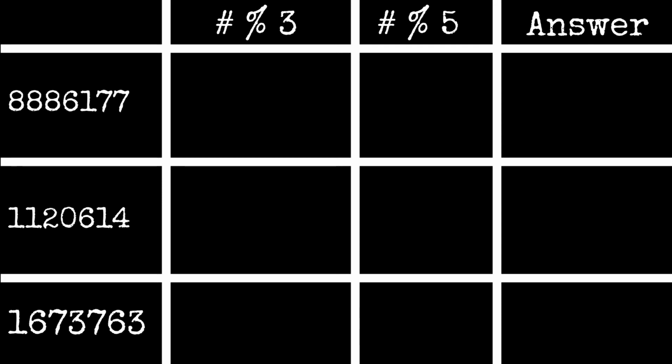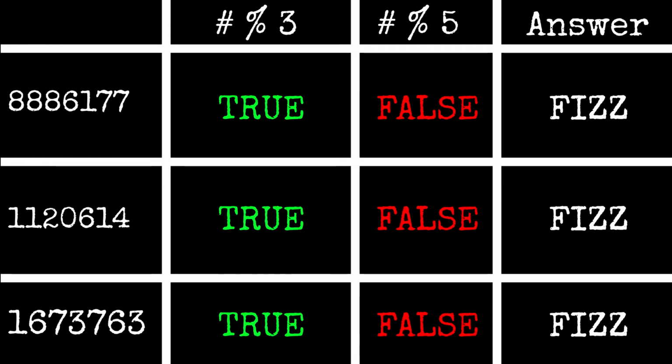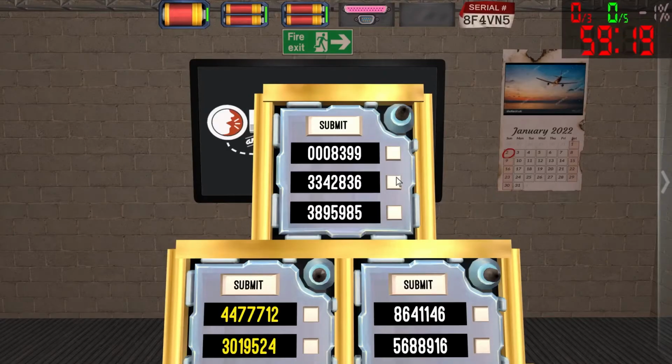If it is by only 3, then the answer is fizz. If it is divisible by only 5, the answer is buzz. If it's both, then the answer is FizzBuzz. Otherwise, the answer is the number we started with. We can divide the first number by 3, but not by 5, so the answer is fizz. This is also the same with the second and third number. So the overall answer is fizz, fizz, fizz.